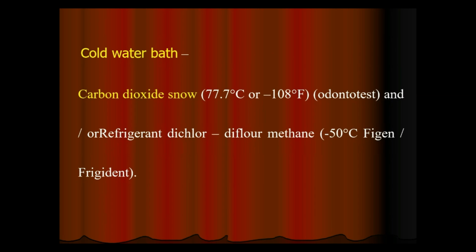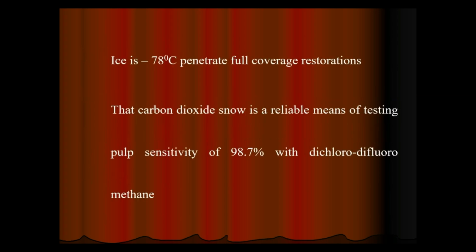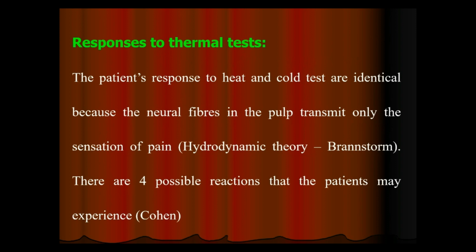Cold water bath. Carbon dioxide snow at the temperature of minus 77 degrees Celsius or minus 108 degrees Fahrenheit, and the refrigerant difluoromethane are used. Ice is minus 78 degrees Celsius and can penetrate full coverage restoration. Carbon dioxide snow is a reliable means of testing pulp sensitivity, at 98.7% with difluoromethane.